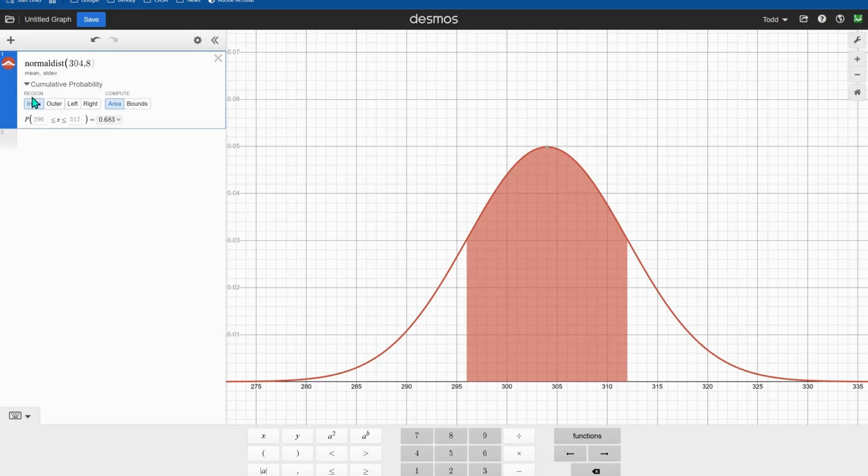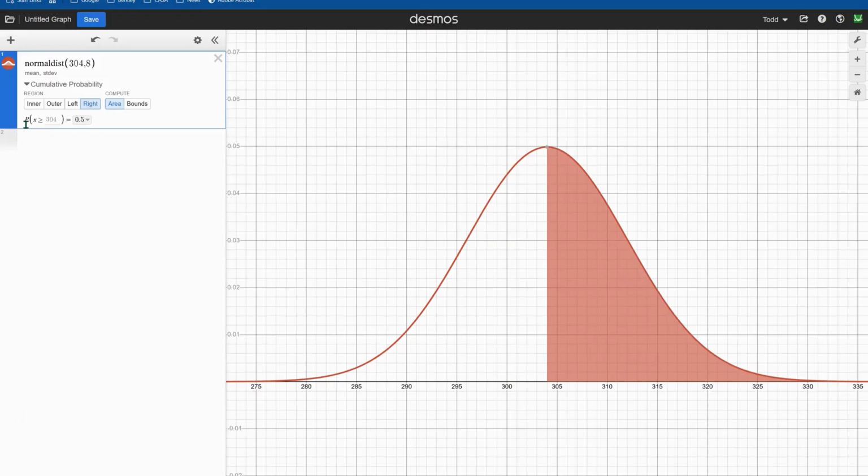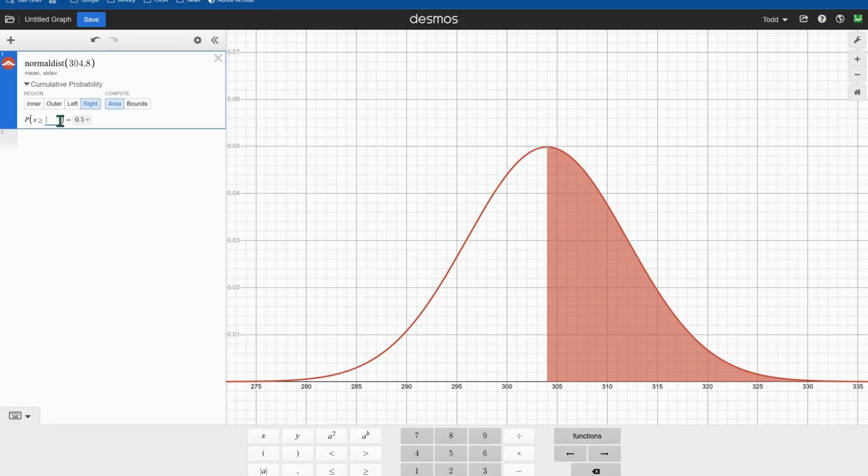Now we have choices for region and computation. For all the ones where we're calculating percentages or areas, we'll keep it on area. When we're doing at least 290, that shaded area would fill in the right-hand side. So I'm going to click on right, and you see the probability that X is greater than 304 is 0.5, but we wanted 290. So I'm going to click where it used to say 304, type in 290, and hit enter.